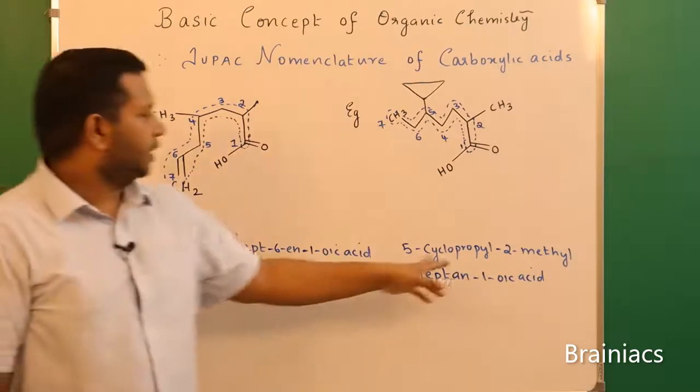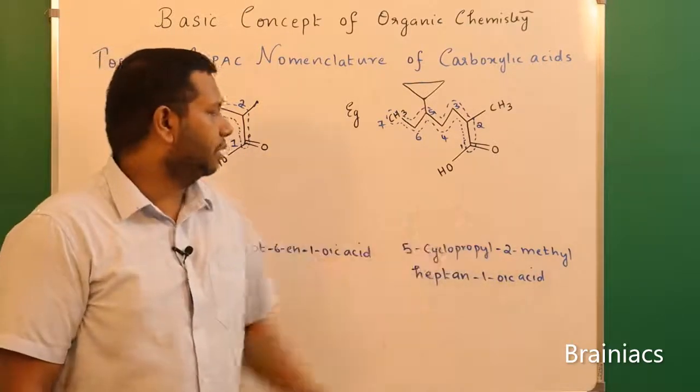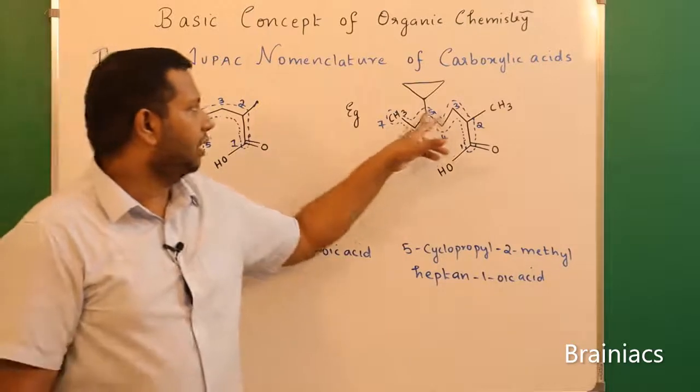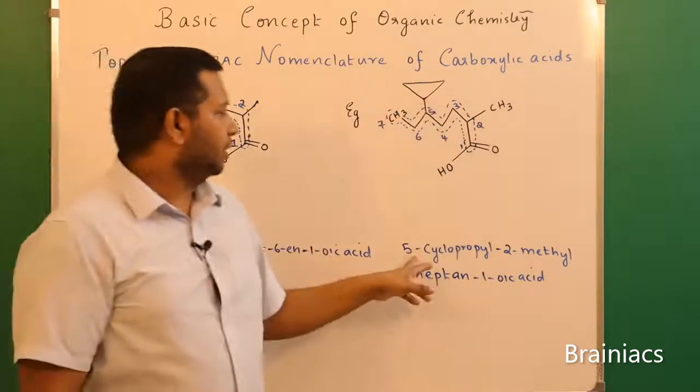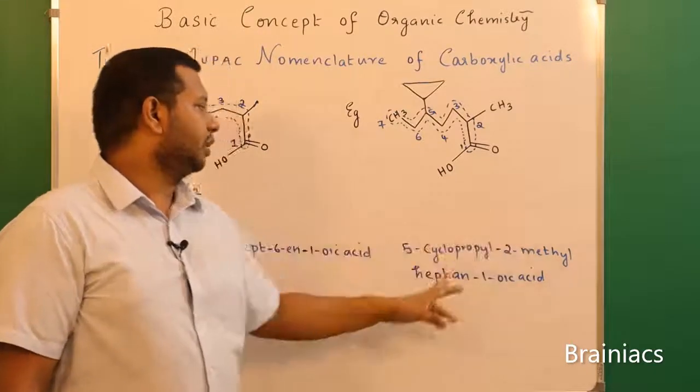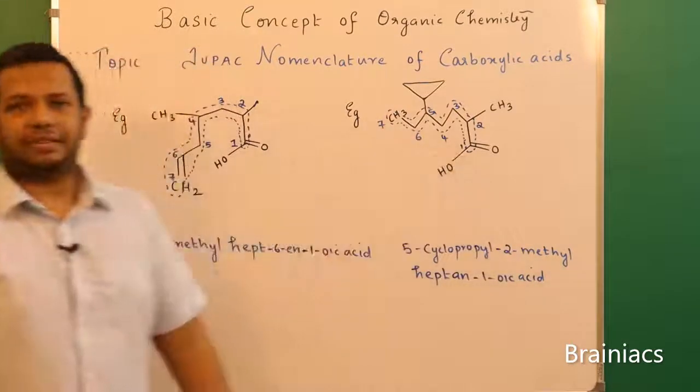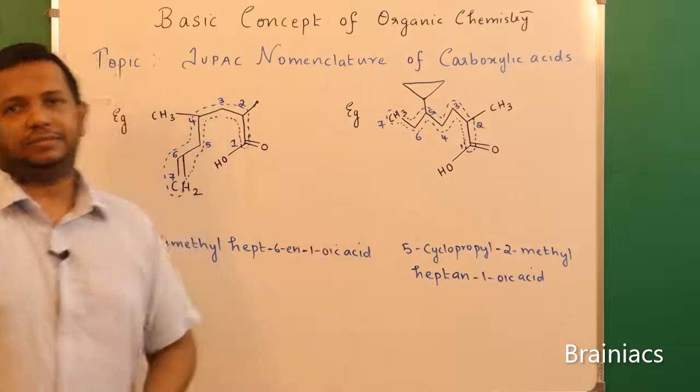Okay, here it is correct, 5 cyclopropyl and 2 methyl. Alphabetically, which substituent will come first? The cyclo compound will come first. So that's why 5 cyclopropyl 2 methyl heptane 1 oic acid. So it's clear, right? Okay.